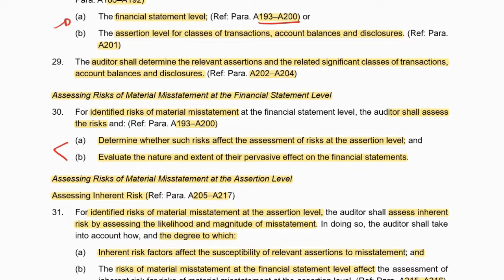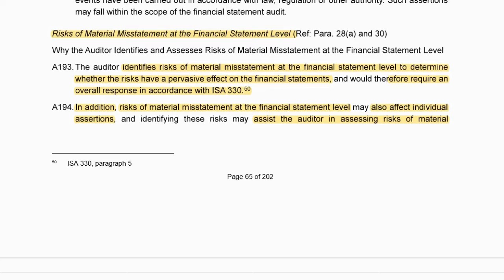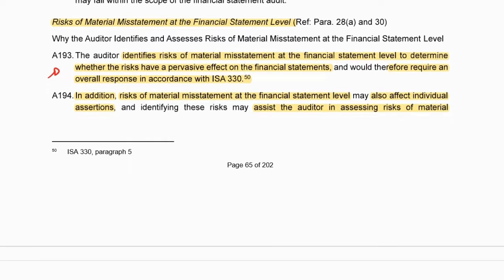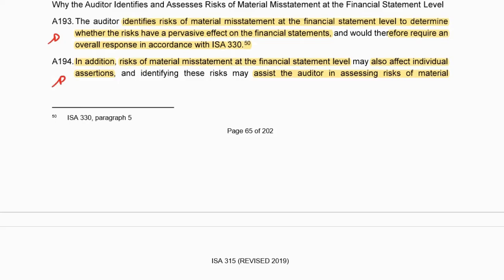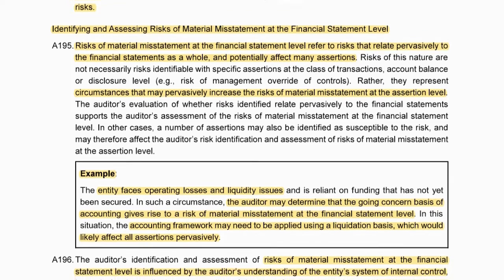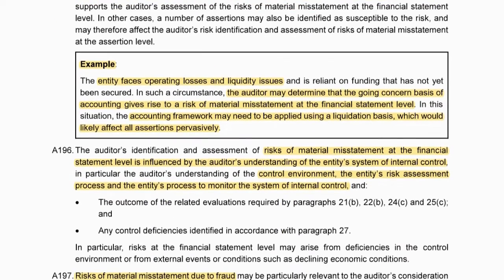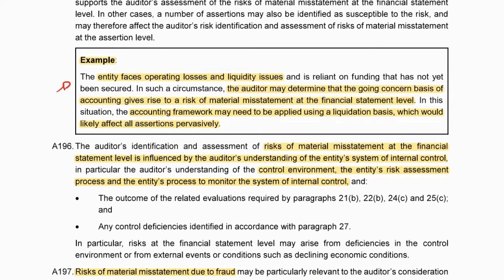So we're going to A193 to A200. And it tells us what we're looking for. They're risks that are pervasive to the financials. They could affect many assertions. And it explains you are looking for circumstances that pervasively increase the risk of material misstatements at the assertion level. There is an example. They're facing operating losses and liquidity issues. So now I know, did I make any notes that there could be risks with regards to the going concern? Because then those are going to become applicable.